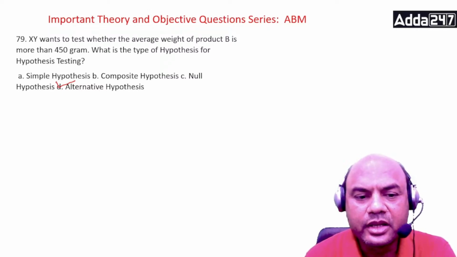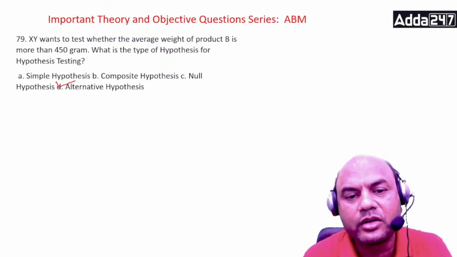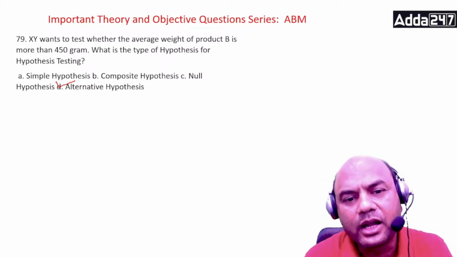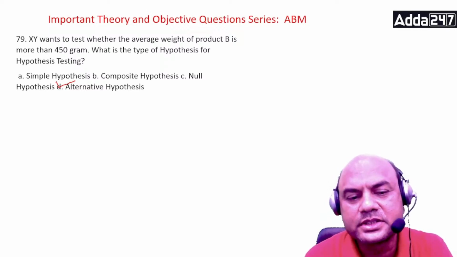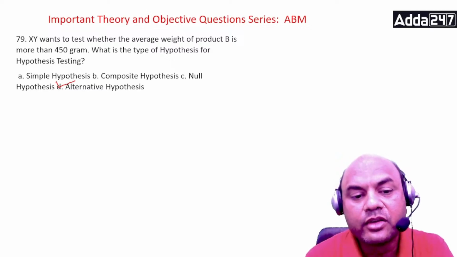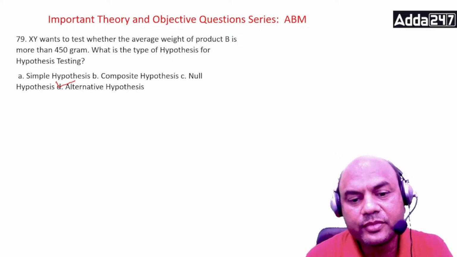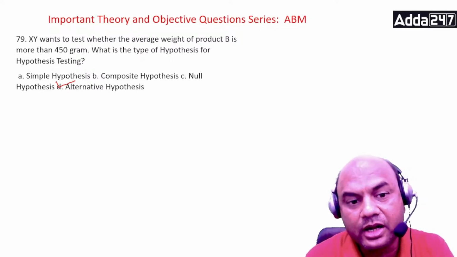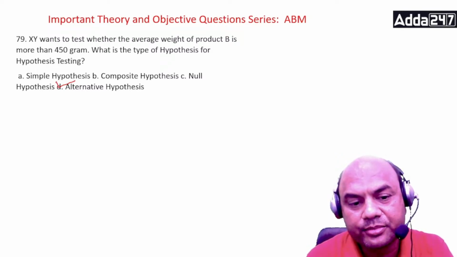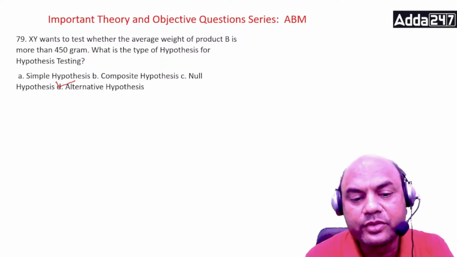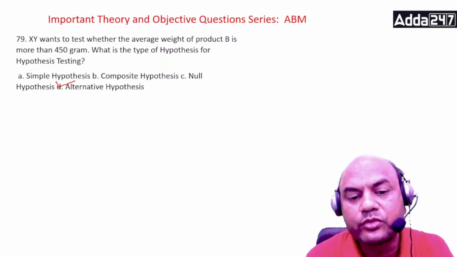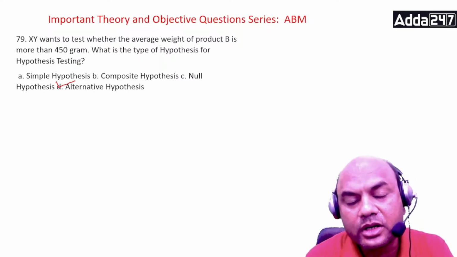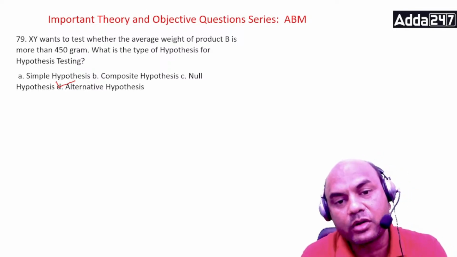Null means what? It contains this symbol of equal to, less than or equal to, greater than or equal to. So this is null hypothesis generally. And what is alternative hypothesis? Which does not contain equality. Here the claim is greater than 450 gram. Is it said equal to or greater than? No. It complements mu less than or equal to 450. Since mu, the population mean, is greater than 450 gram, it does not contain the equality sign. So that's why we'll be using the alternative hypothesis.